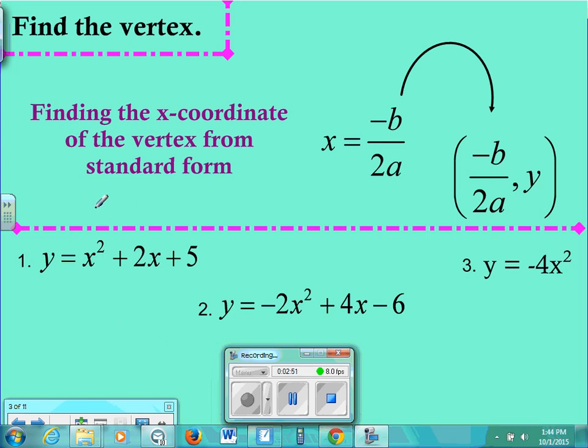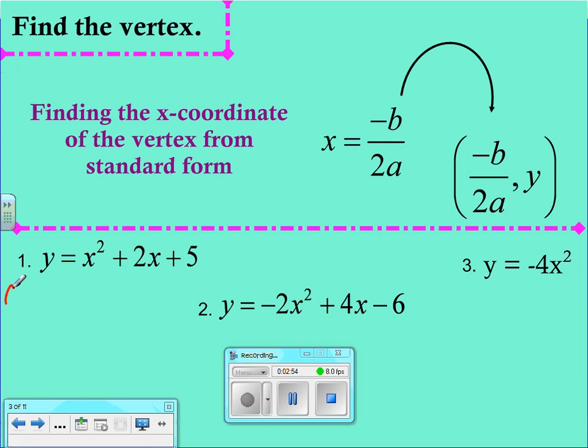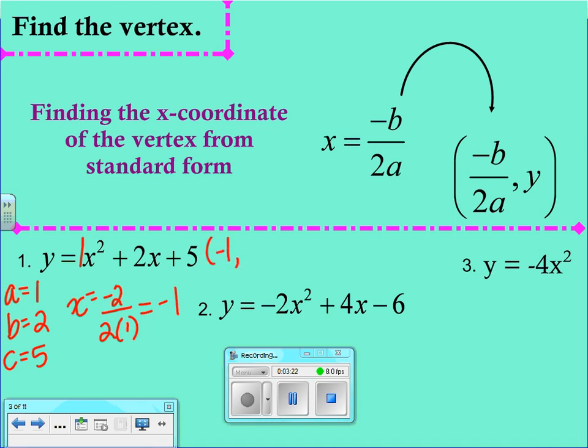Okay, let's list off the a value, which is 1, because there's a 1 right here. The b value is 2, and the c value is 5. Following the formula, x is equal to negative b, so negative 2 over 2 multiplied by 1. That makes negative 2 over 2, which is simply negative 1. So I know my vertex is going to have negative 1 as its x value.